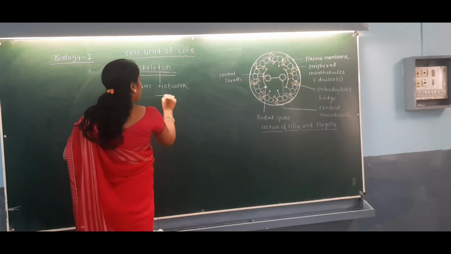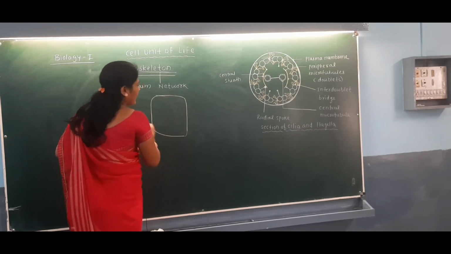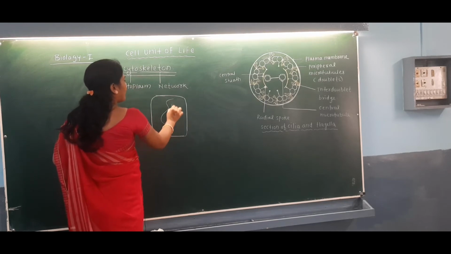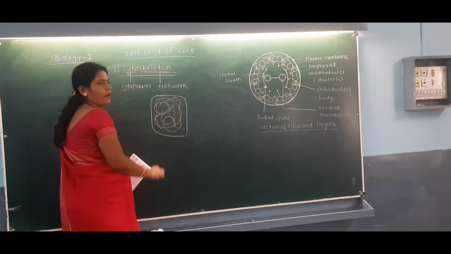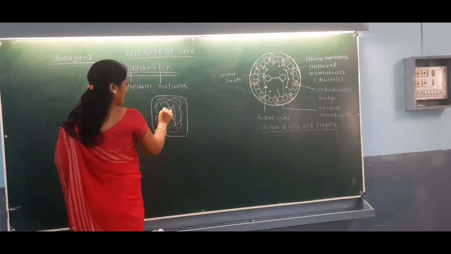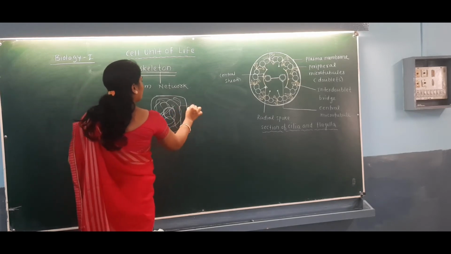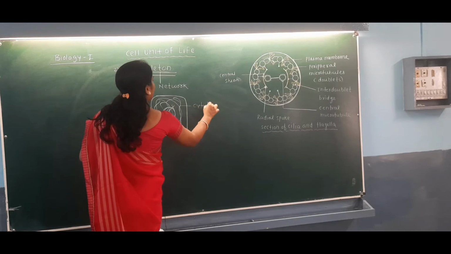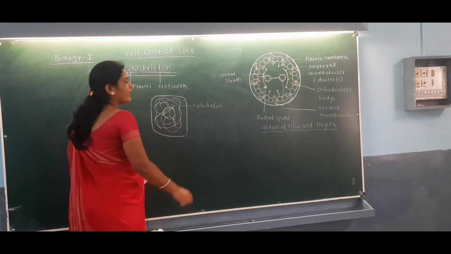Okay, so see here, if this is the cell, in that cell, everywhere, there is a structure which is called the cytoskeleton. Centrally there is a nucleus, outside the nucleus there are various types of cell organelles, and this structure is called the cytoskeleton.